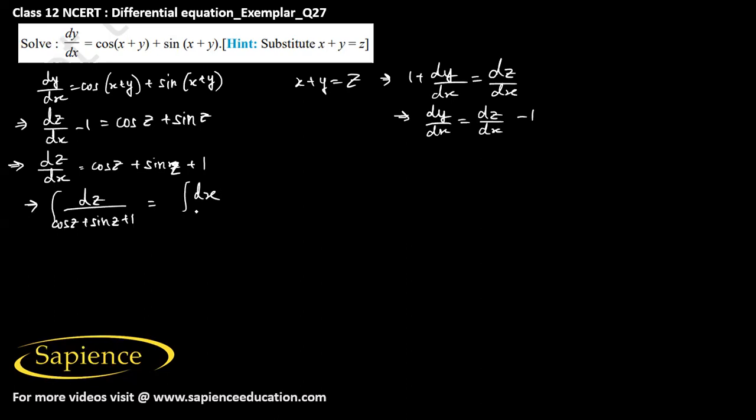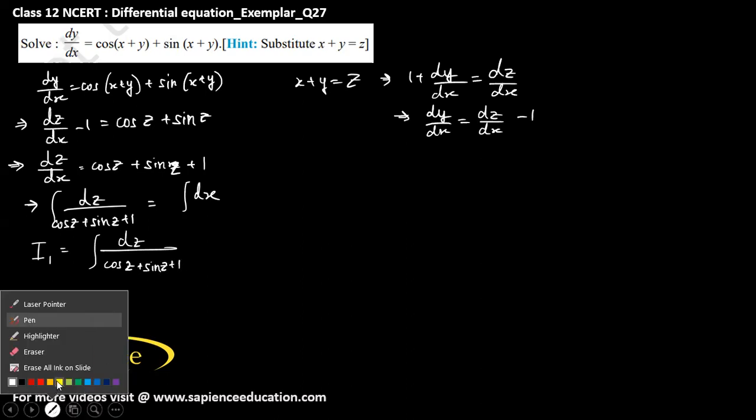Integral dx is simple. That is x plus some constant c. And so this left-hand side, suppose the integral of this left-hand side I call it I1, so I1 is integral dz by cos z plus sine z plus 1.